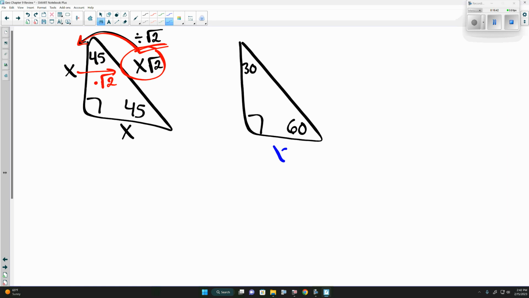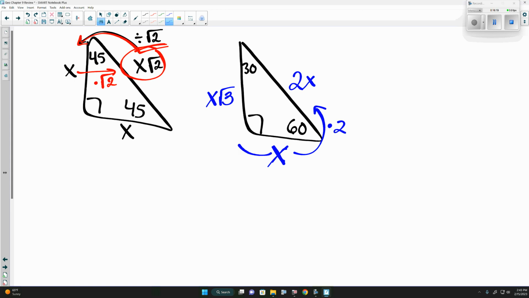Now, 30, 60, 90, everything really revolves around the short side, the side opposite 30 degrees. Because if we're given the side opposite 30 degrees, the hypotenuse, the side opposite 90, is twice that amount. The short side times 2. The side opposite 60 is whatever the short side's length is times square root of 3. So if we're given the short side, we multiply it by 2 to get to the hypotenuse, multiply it by the square root of 3 to get to the side opposite 60.